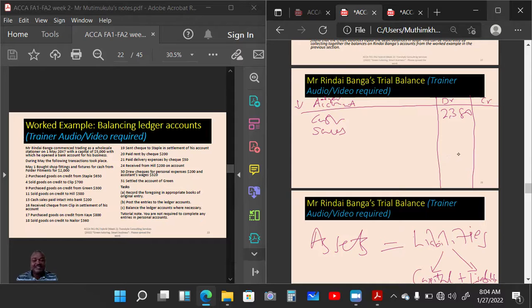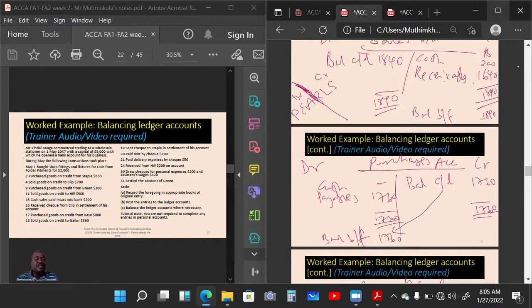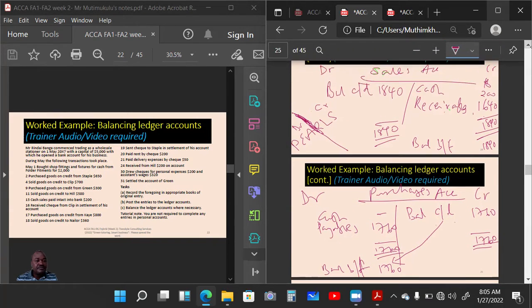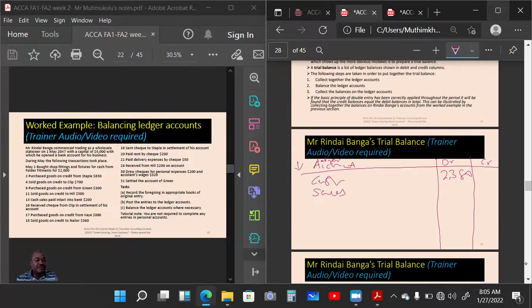Okay, so that's what's happening here, ladies and gentlemen. All right, so the sales balance is going to be on the credit side, but let us go to the sales account, because that information is coming from the accounts in our general ledger. Sales ledger, okay, sales account, showing us that the balance BF is 1840. So that's the balance we are going to put in our trial balance. 1840 credit.